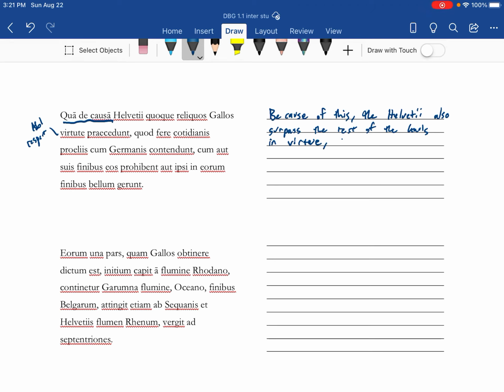In virtue, quod, because contendunt, they contend. All right, fere is kind of almost. Quotidianis is daily. And almost daily battles with the Germans.